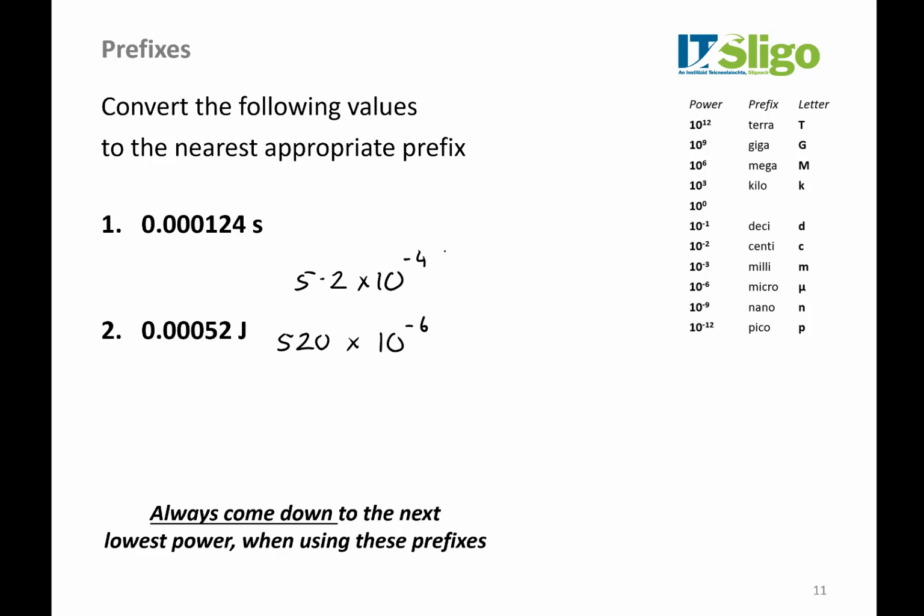Let's get rid of the joule. So this is it in scientific notation, guys. This is it dropped to the next available prefix. 10 to the power minus 6, as we saw, is micro. So this is 520 microjoules.